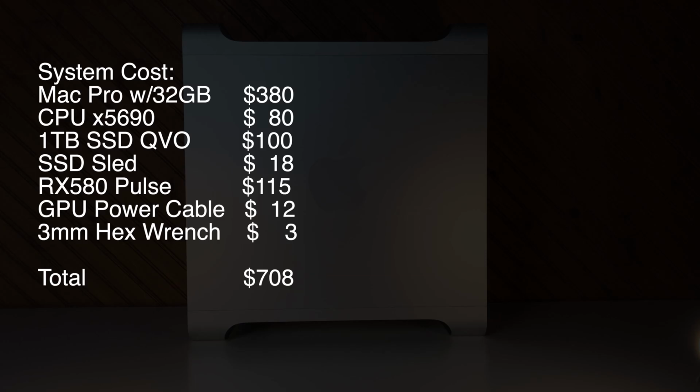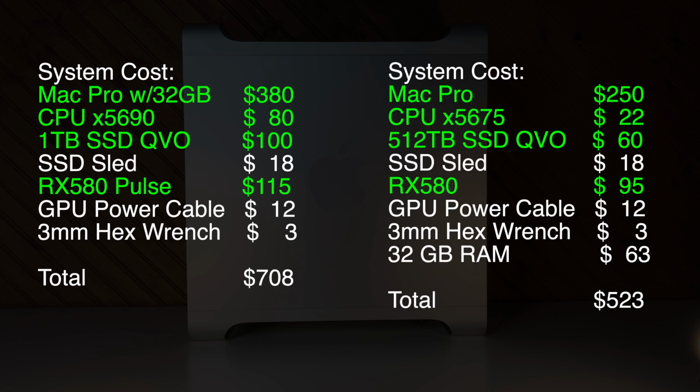Now, the total of just over $700 is getting close to the cost of the base level i3 Mac Mini. You can easily lower the total cost to around $500. Three areas you could easily save money. You don't have to get such a nice Mac Pro. Plenty are available for less. You don't have to purchase a 1TB SSD, as a 500GB would be fine to start with, and you don't need to get the Sapphire Pulse, as any RX 580 will do.